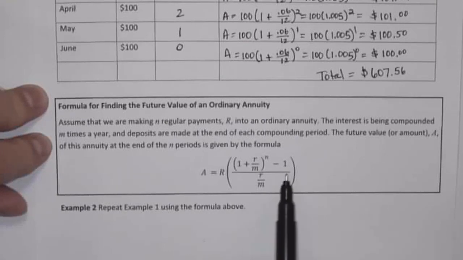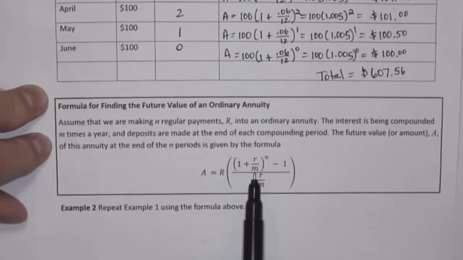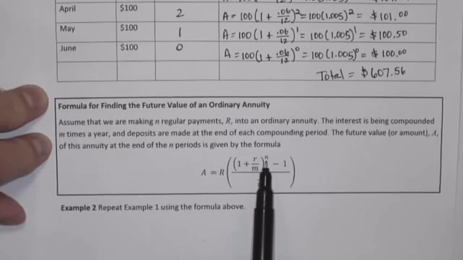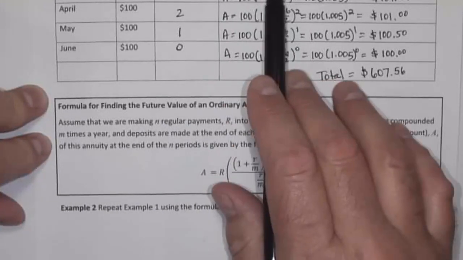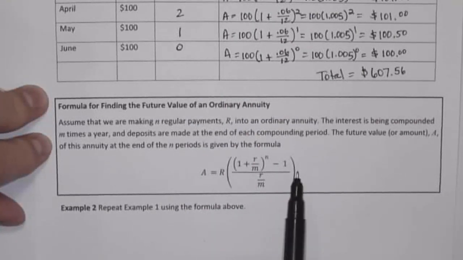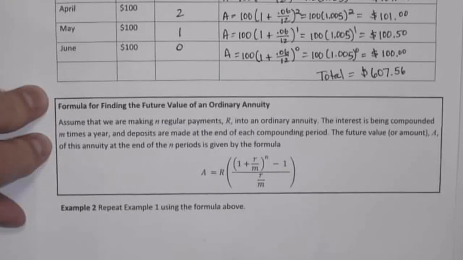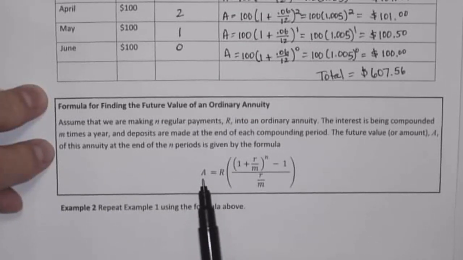In the numerator, I have (1 plus r divided by M) raised to the N power, like what we did here in the parentheses, minus 1, and that's all over r divided by M. Now again, in this formula, A is the future value, so that's what the value is going to be after the end of all the time periods.